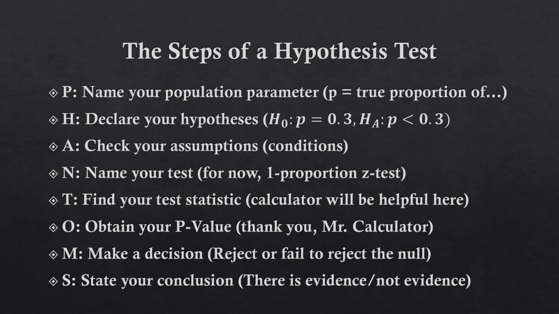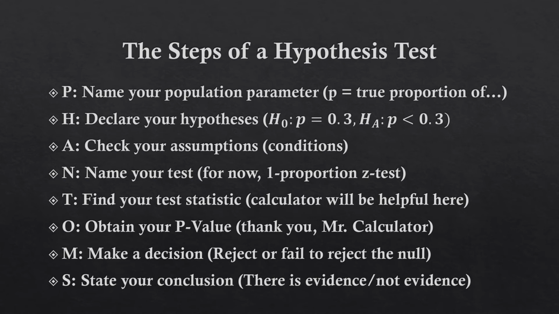N stands for naming our test. So before it was naming our interval, here we're going to name our test. It is just a one proportion Z test. One proportion because we're dealing with one proportion. And Z test, Z refers to our test statistic, which is what T stands for. And I will show you how to do that on your calculator. So that's what T is.